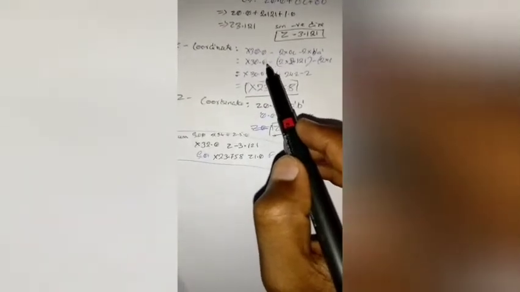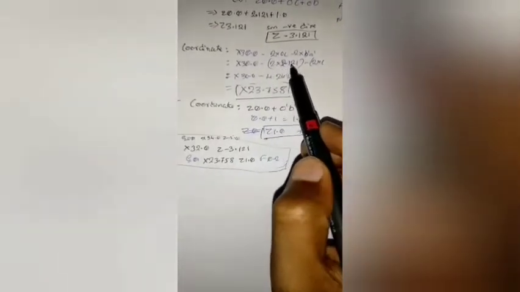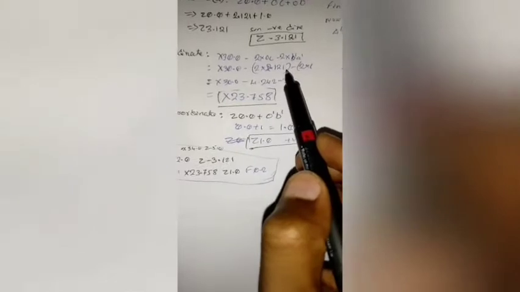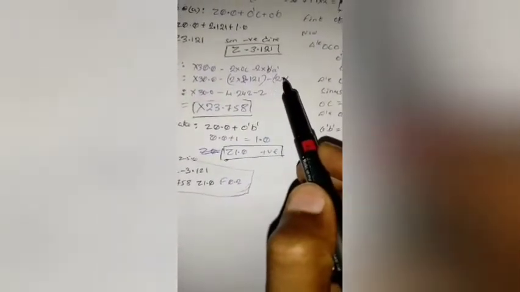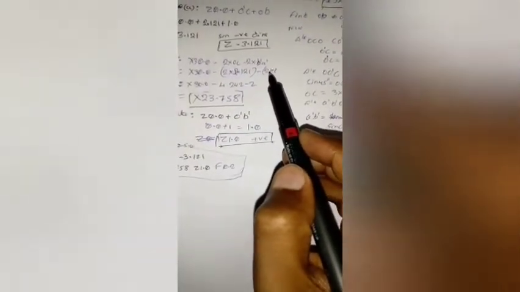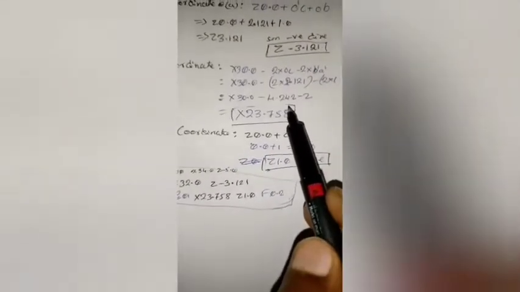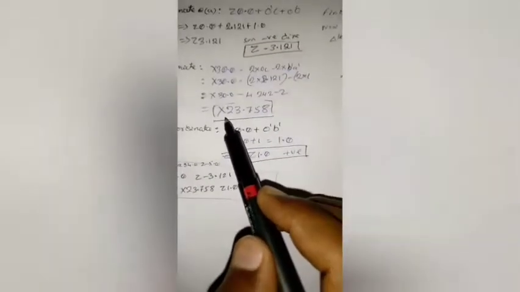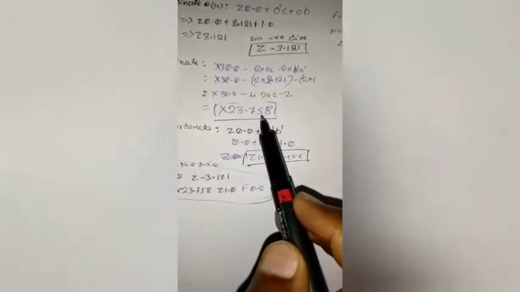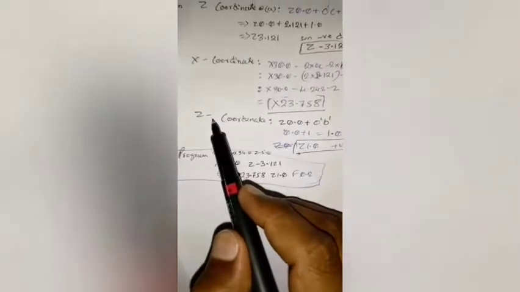X30.0, the same thing I have written, minus 2 multiplied by OC. OC is 2.121, minus 2 multiplied by B dash A dash, that is 2 multiplied by 1. So this shows the value 4.242 minus 2. So I'll get 23.758. Next, I'll go to the Z coordinate.